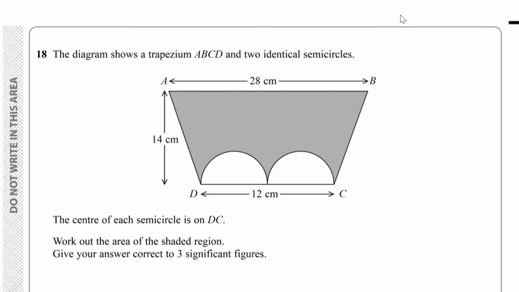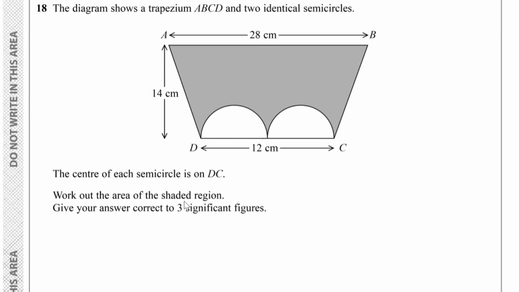Question number 18. The diagram shows a trapezium ABCD and 2 identical semicircles, and we know that the center of each semicircle is on DC. We have to work out the area of the shaded region. Well, we've got DC, which is 12 centimeters, AB, which is 28 centimeters, and the height of this trapezium is 14 centimeters.